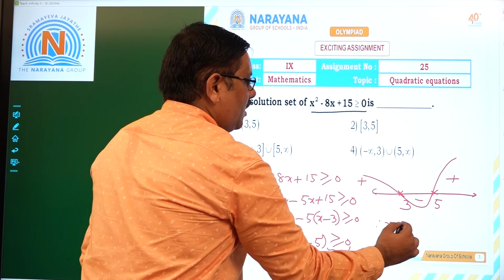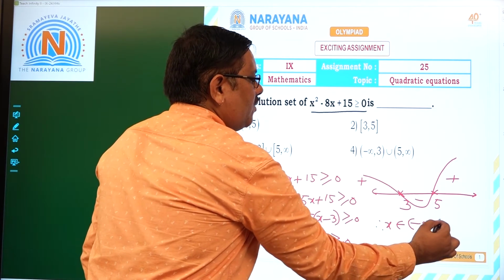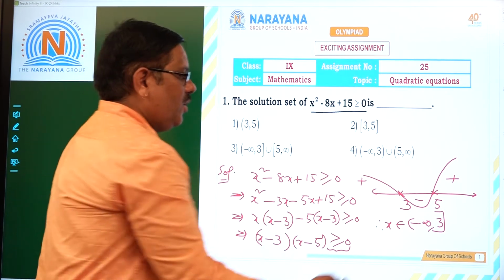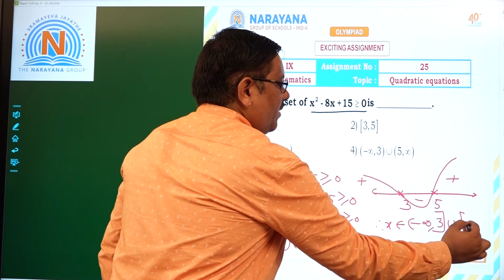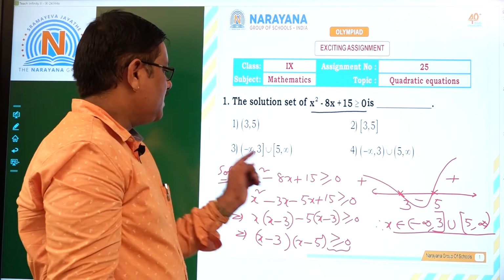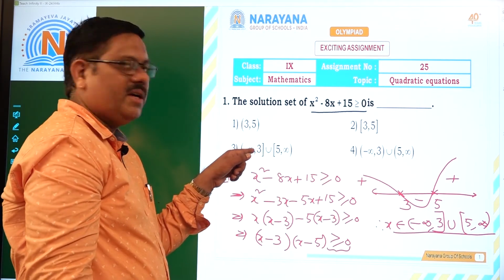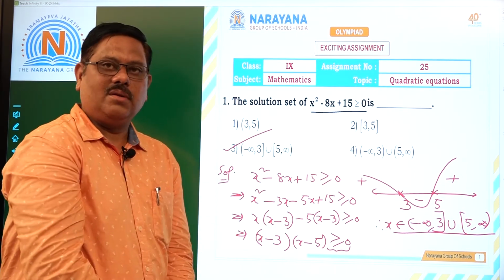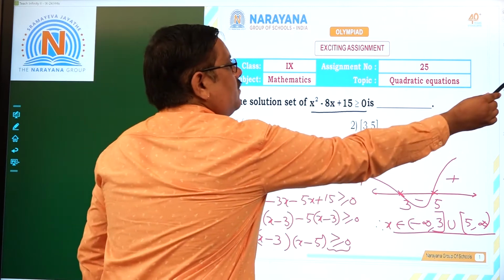Therefore, x belongs to minus infinity to 3 closed, because here equality is also given, union 5. Even 5 we have to include, 5 to infinity. So the answer for this question is x belongs to minus infinity to 3 union 5 to infinity. That is nothing but the third option. Okay. Now we will move to the next question.